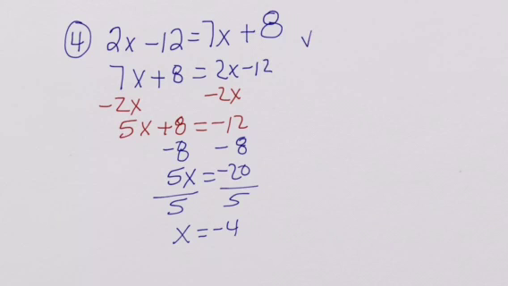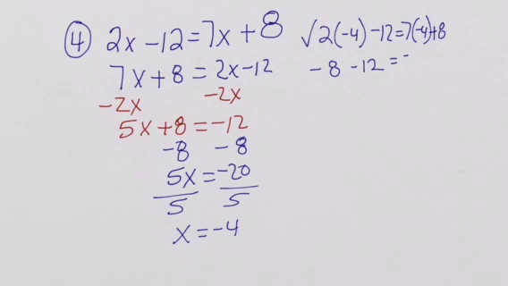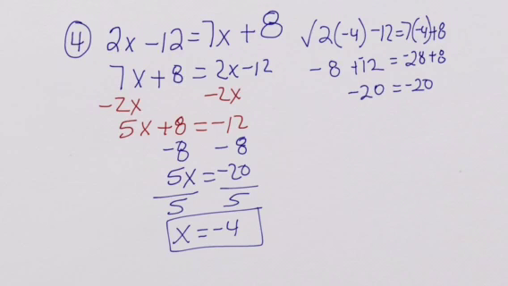We're going to go ahead and check it. 2 times negative 4 minus 12 is equal to 7 times negative 4 plus 8. 2 times negative 4 is negative 8 minus 12 is equal to negative 28 plus 8. This is going to be add a line, change the sign, so we have negative 20 is equal to negative 20. So our value for x is negative 4.